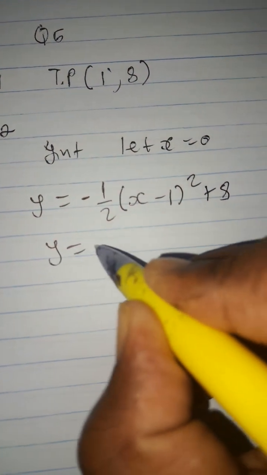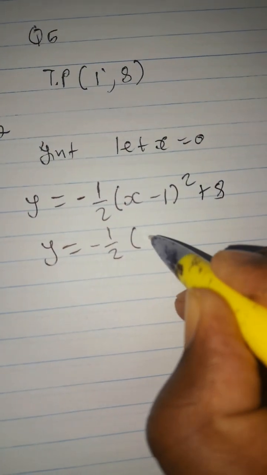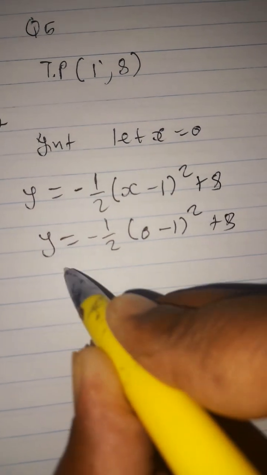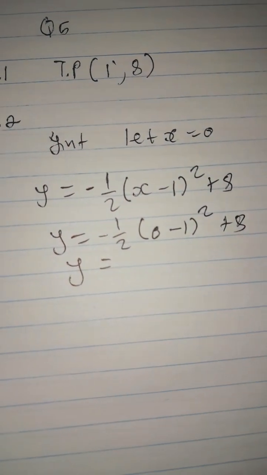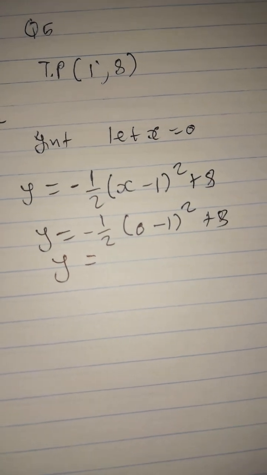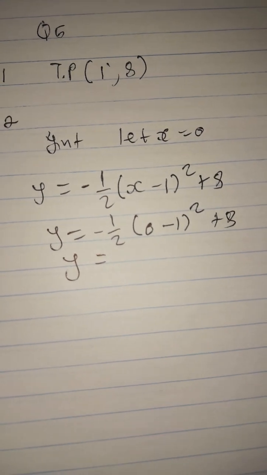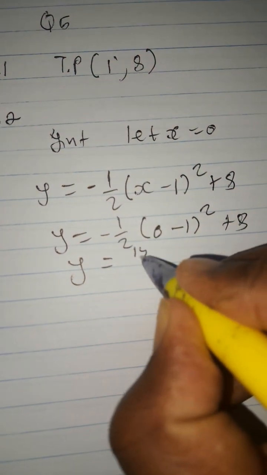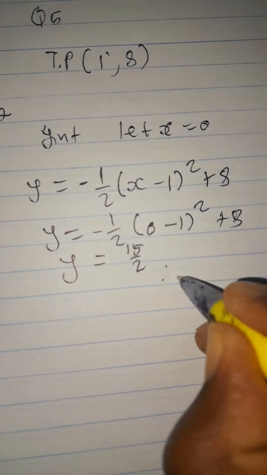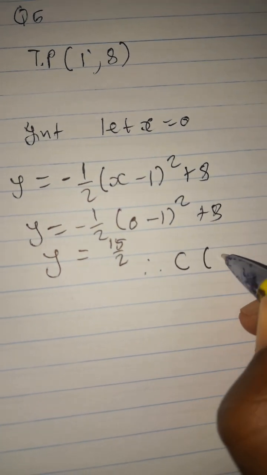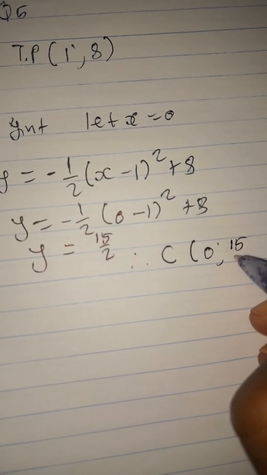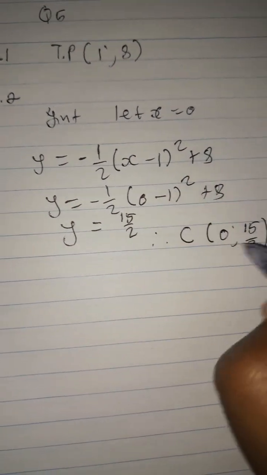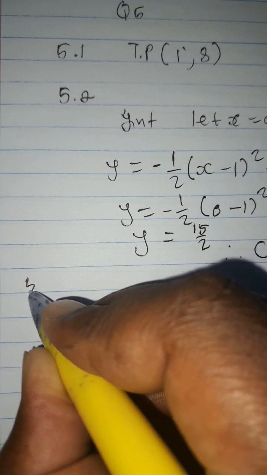Meaning that where I see x, I'm replacing it with 0. 0 squared plus 8. So let's punch that in our calculator. What are we getting? We are getting 15 all over 2. Thus, C is going to be 0 and 15 all over 2. Or you can leave it as a mixed fraction. Right, so that's how you can get 5.2. Let's go to 5.3.